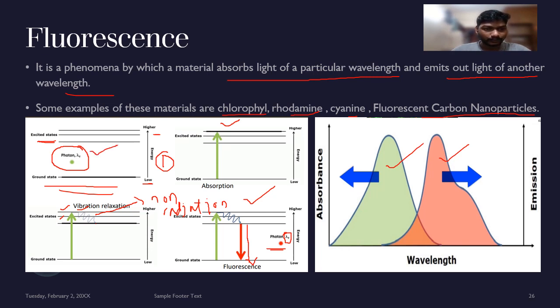So what exactly is the working principle of fluorescence? First, an incident photon is absorbed, and the electron migrates from the ground state to the excited state. This is absorption, and it takes place at lower wavelength or higher energy. Then there is a non-radiative decay, in which we lose energy, moving from a higher excited state to a lower excited state, and then there is an emission in which another photon having a higher wavelength is released. This is the fluorescence phenomenon, and chlorophyll, rhodamine and cyanine are examples of these fluorescent materials.